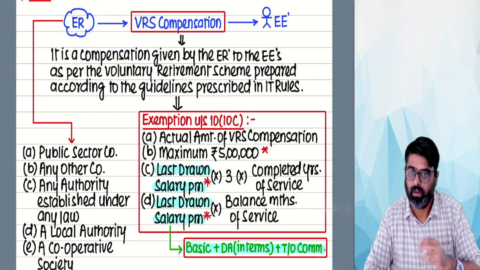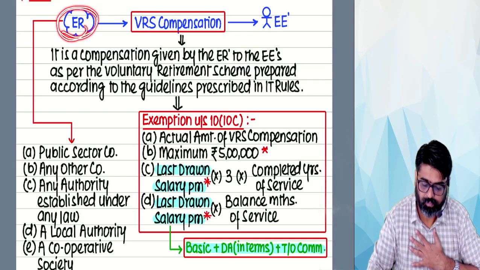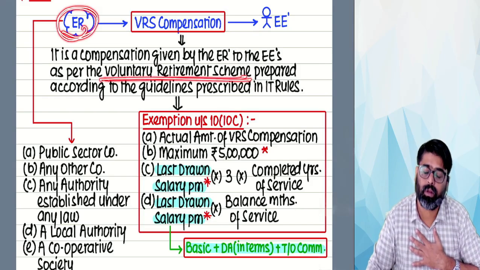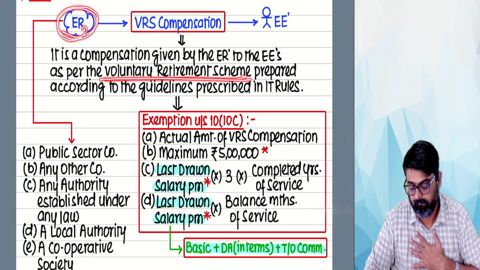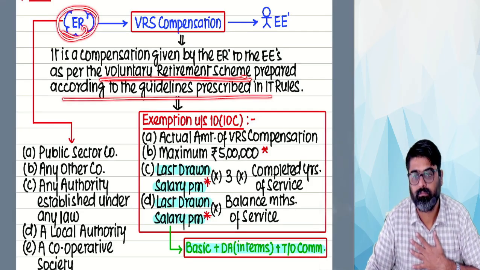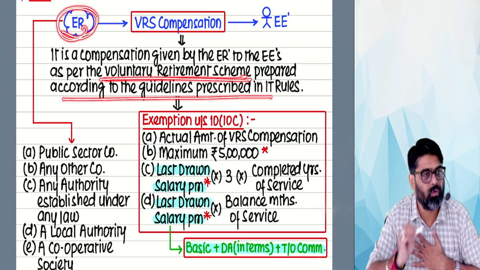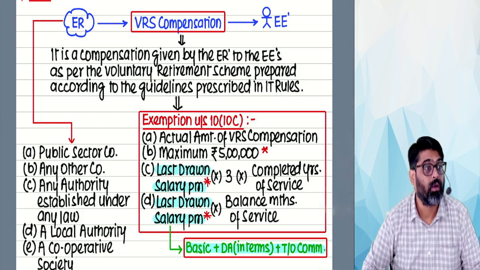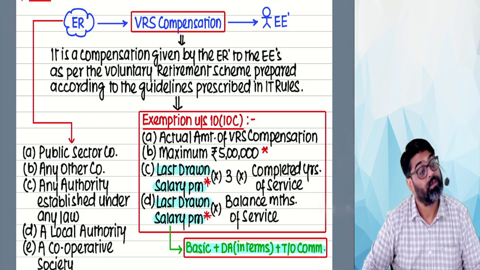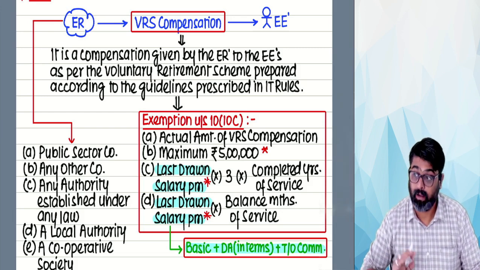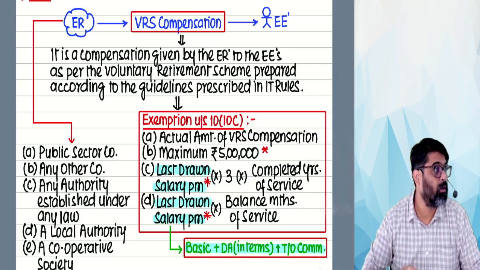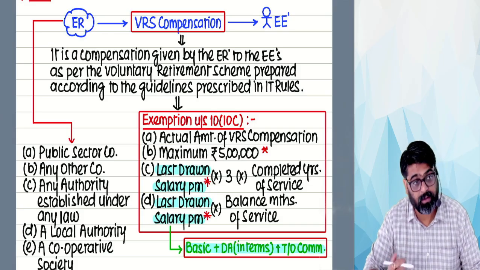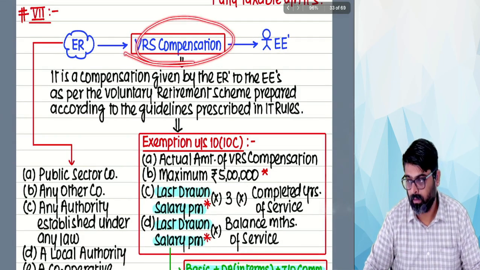So I am your employer. I have prepared a voluntary retirement scheme according to the guidelines prescribed by the IT rules. Now you are an employee who is covered by this scheme. Now you are taking the benefit of this scheme and you are taking voluntary retirement. Can you take voluntary retirement? Will I give you the compensation?